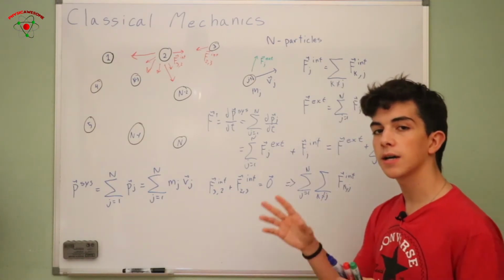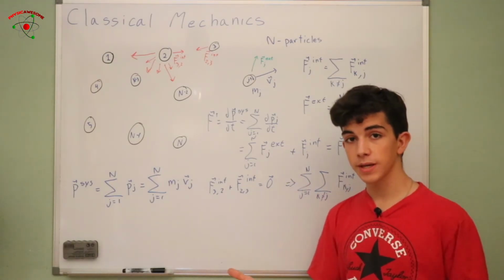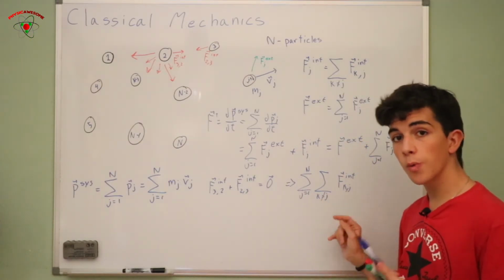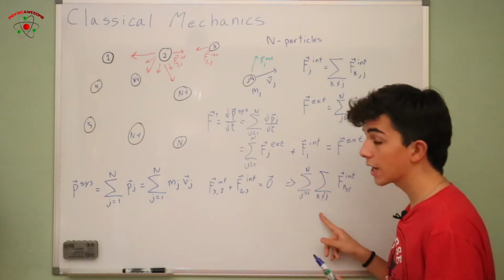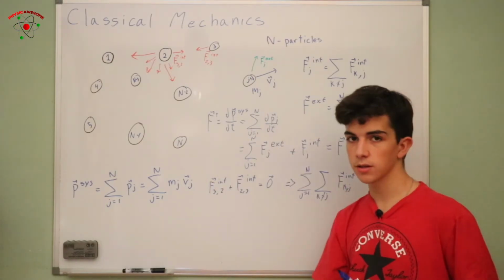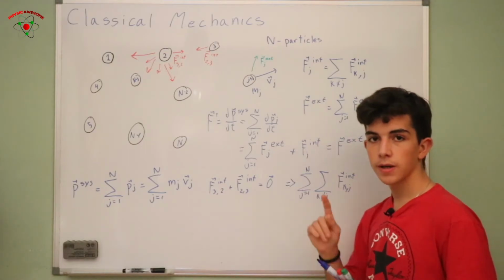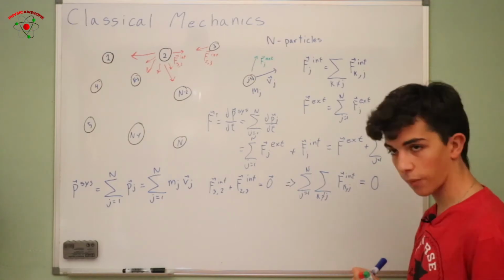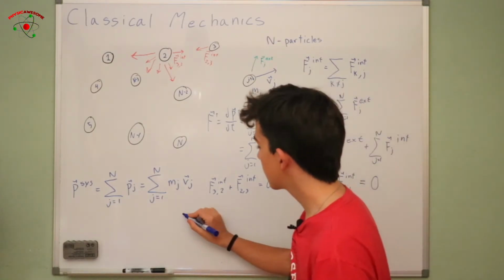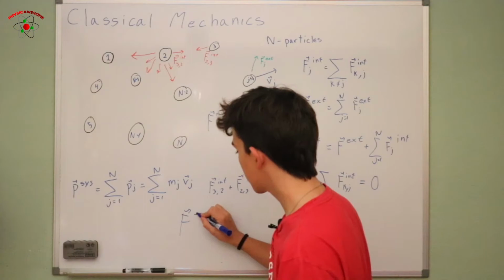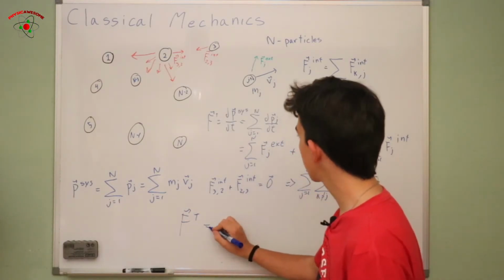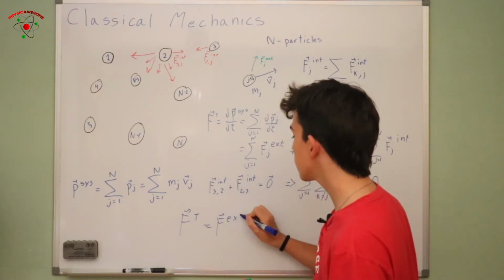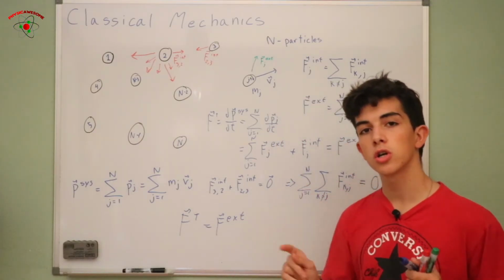We see that this means that if j equals 1 and k equals 2, we will have a pair j equals 2, k equals 1 that will cancel that, in the same way we had over here. Therefore, this is going to be equal to 0, which means that the total force that a system feels is just F external, because the internal forces do not contribute.